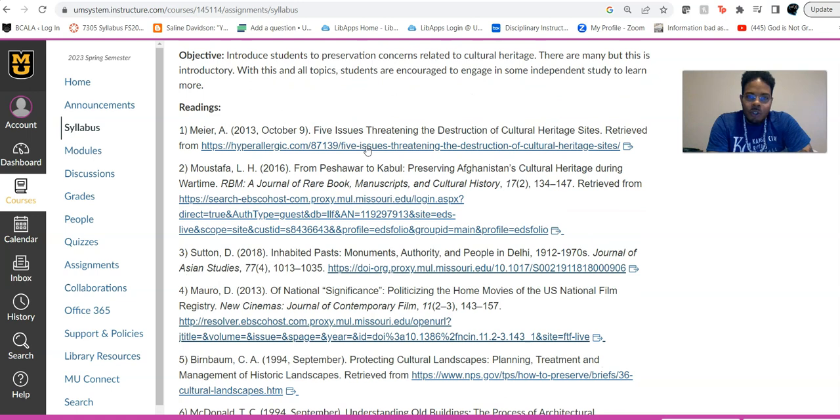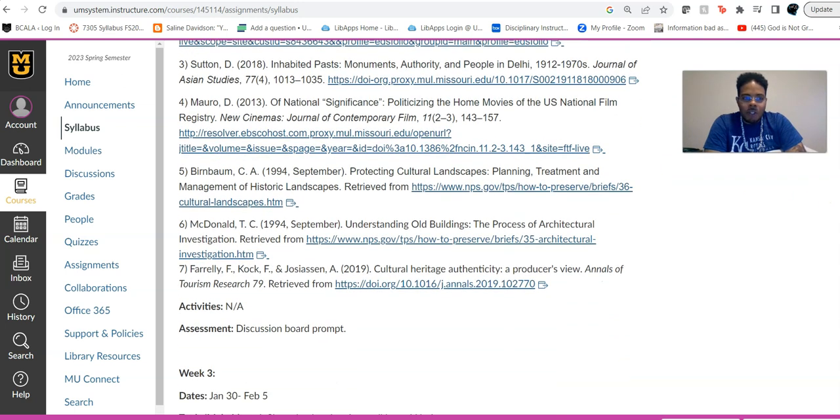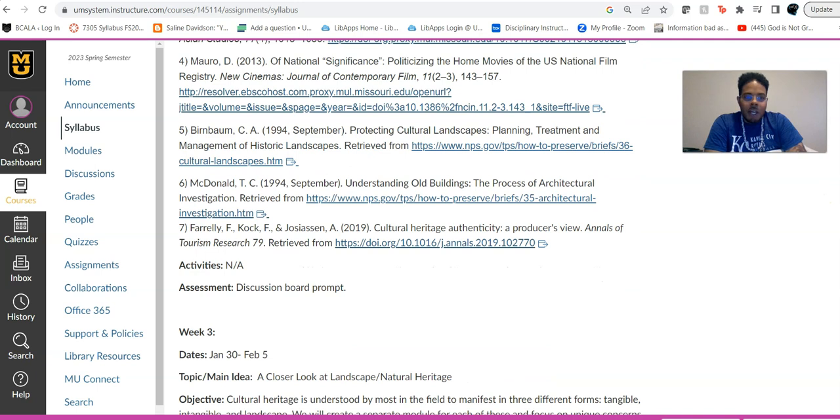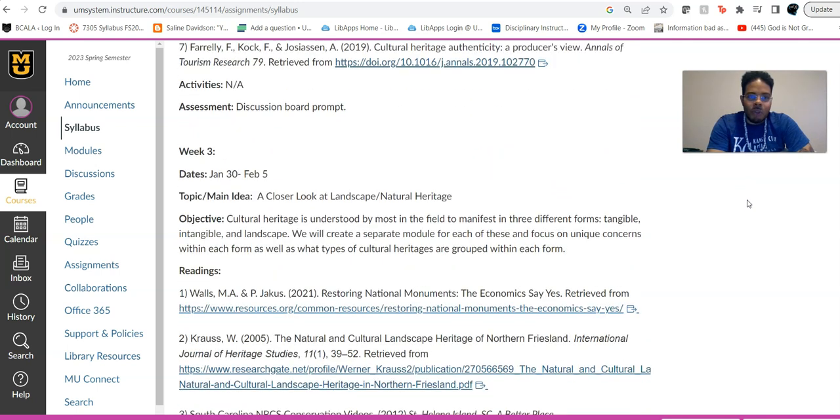So 5 issues threatening the destruction of cultural heritage sites, and you'll see those sorts of things. Preservation concerns, those are a big deal and something that you really have to be in tune to if you go into museums or libraries or archives or anything like that. Week number 3, closer look at landscape heritage. So there are 3 types of cultural heritage. Basically, people divide it into 3 categories.